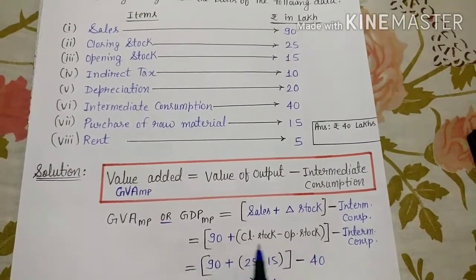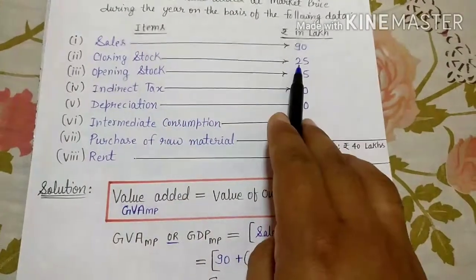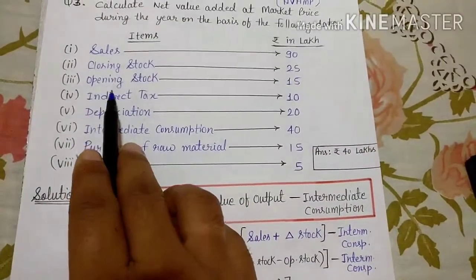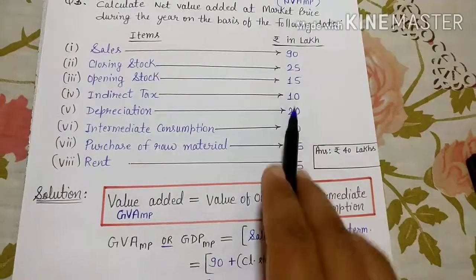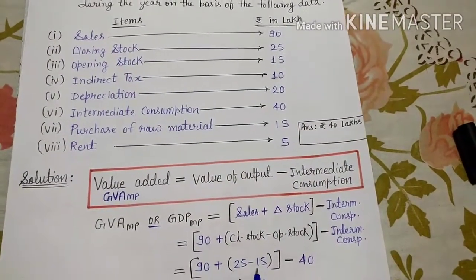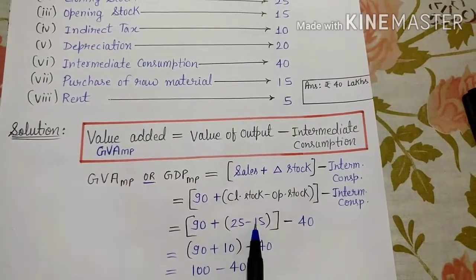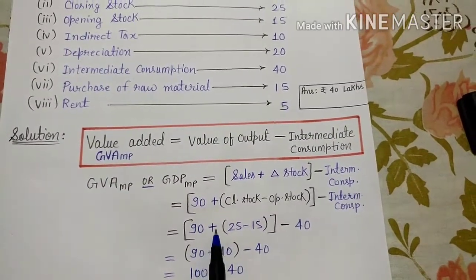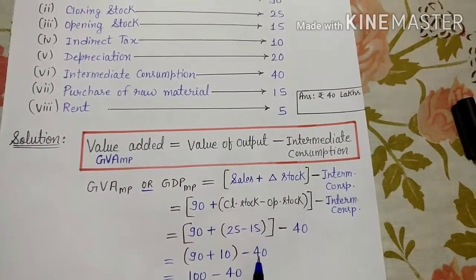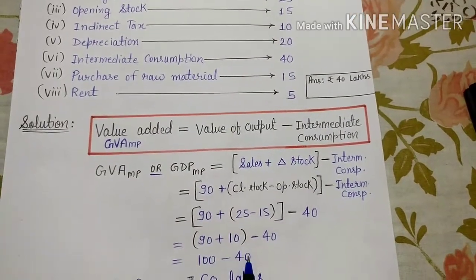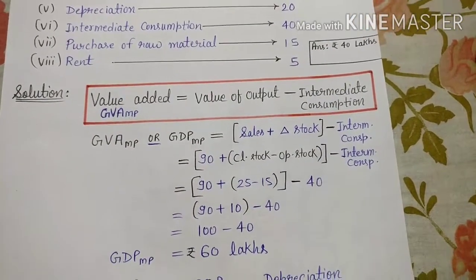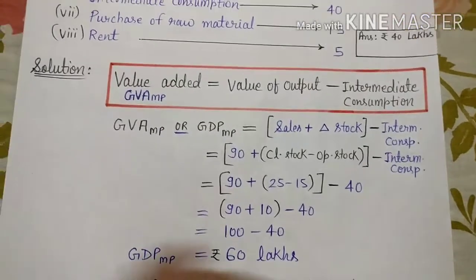Now closing stock was given how much? 25. Opening stock was given how much? 15 lakh. So 25 minus 15, and minus what? Intermediate consumption. 25 minus 15 is 10. So 90 plus 10 minus 40. 90 plus 10 is 100, minus 40, it is 60 lakh. It comes to what? Our GDP at MP.